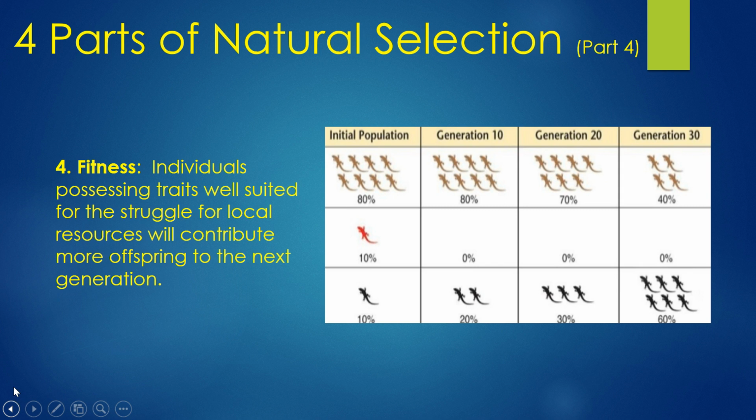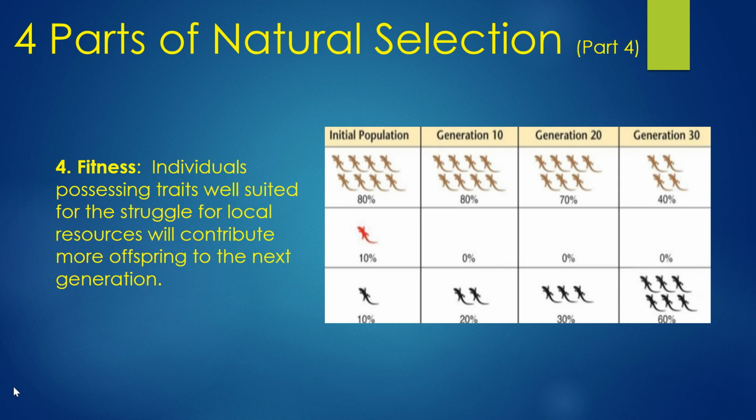Part 4 is fitness, and when we think of fitness, we need to think of those individuals that possess the traits that are well suited for finding the local resources, water, food, shelter, and that are able to defend themselves will contribute more to the next generation. So when you think of this, you want to think of adaptation. For example, on the right we have the lizards. The initial population of brown was 80%, 10% red, 10% black, and as the environment changed, it also created a shift in the lizard population.